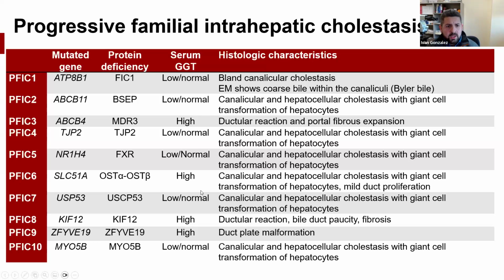Important to know here, you have a couple more PFICs that present with a high GGT. In the past, high GGT we associated mainly with PFIC3, but there are more subtypes now being recognized with a high GGT. MYO5B deficiency is important because this patient may have microvillus inclusion disease as well. Some of them may not have microvillus inclusion disease, but that's how the disease was originally identified and described, in those patients with microvillus inclusion disease presenting with cholestasis.